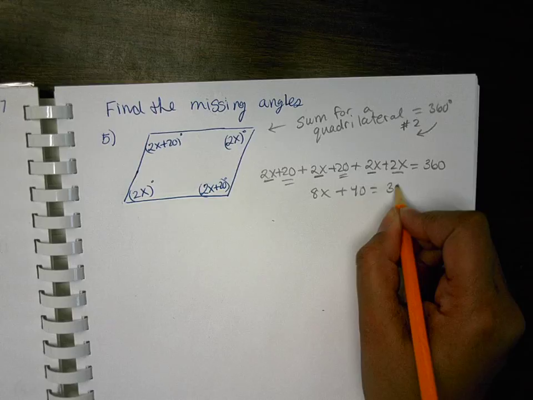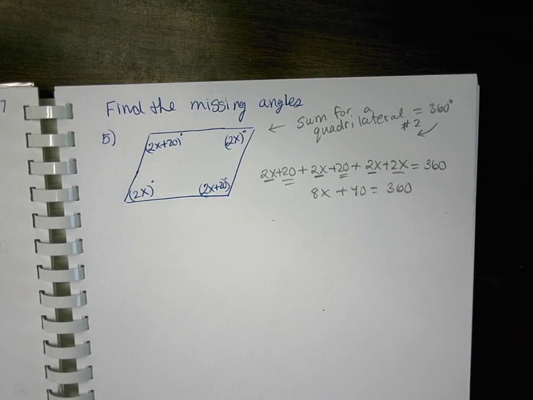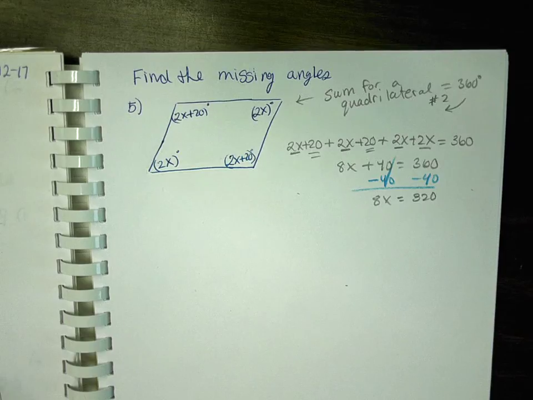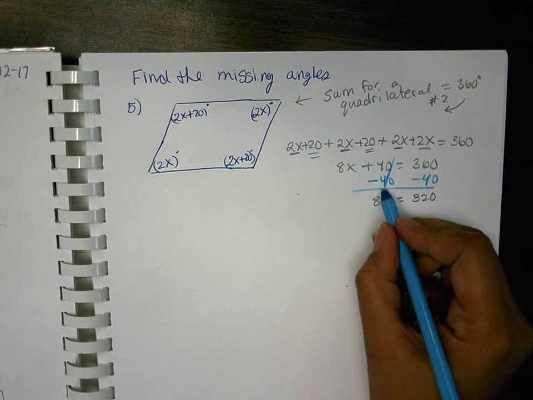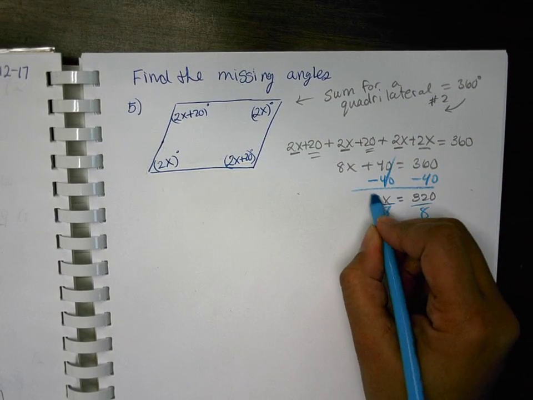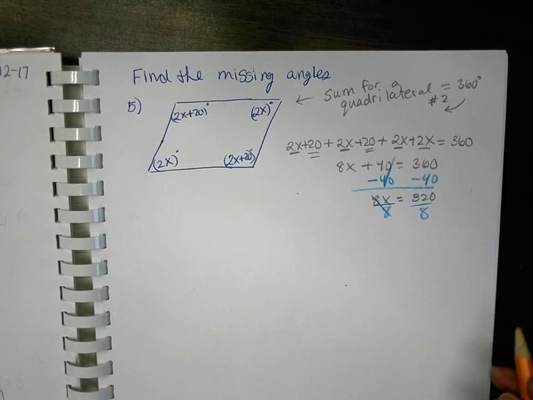I'll let you guys finish that. Subtract your 40 and divide by 2. By 2? Sorry. By 8. Thank you guys for paying attention. Okay, I have 8x equals 320, and we don't divide by 2, we divide by 8. 8 and 8 gone, x equals 40.